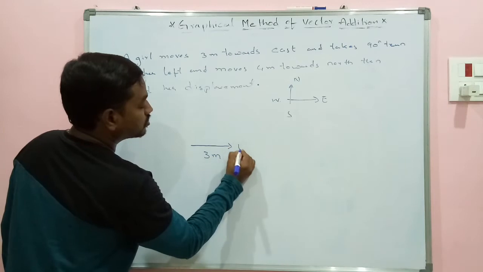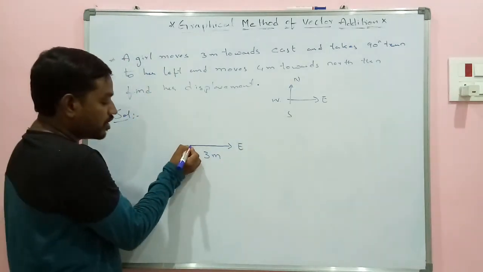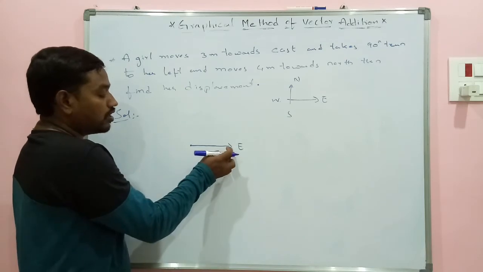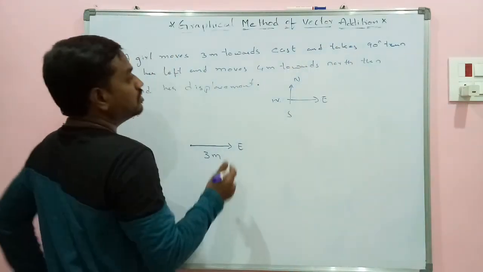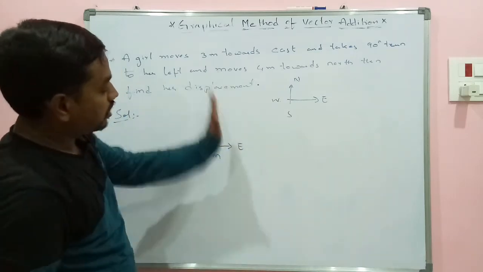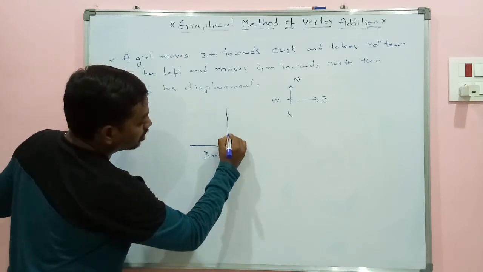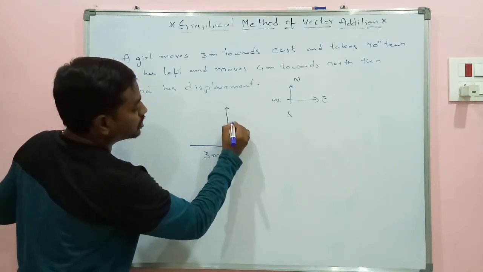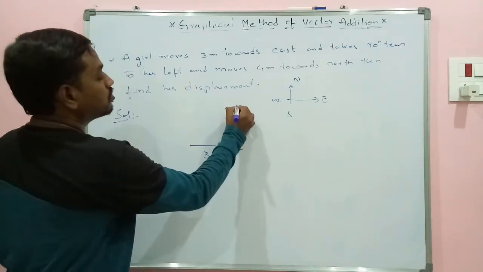So 3 meters towards east. Here, after moving, let this be the initial point. After moving 3 meters, she took a 90 degrees turn to her left. To her left means this side, upward. So she will be moving towards this direction at this point. And how much distance does she cover here? 4 meters. And this is towards north.